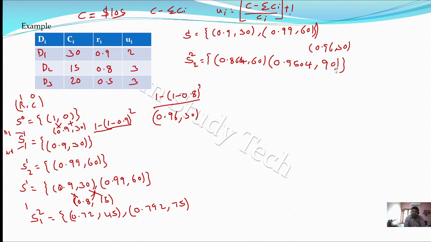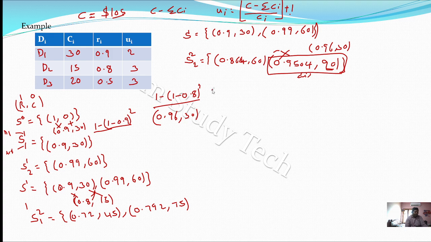The remaining is $15, but you must purchase at least one device D3 to build a system. Here $90 is already used, and D3 costs $20, but the remaining dollars is only $15, so you cannot purchase D3. If you do not purchase D3, you cannot build a system, so you can ignore this one. This is discarded.